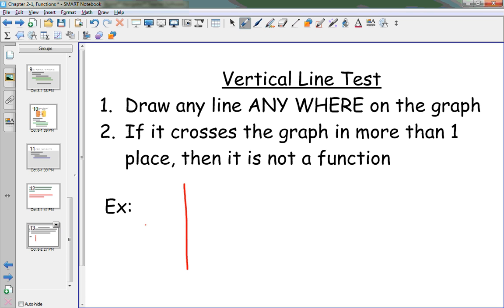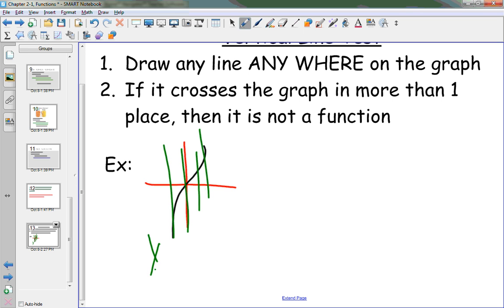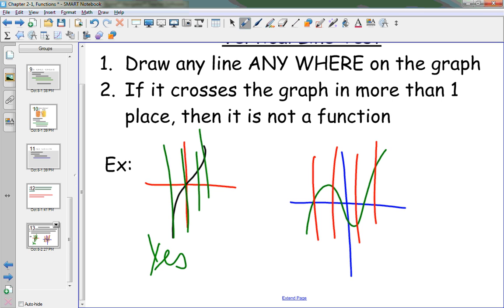So, if I have this graph right here, is this going to be a function or a non-function? So let's go ahead and start drawing a line. How many times is it crossing? Crossing 1 time. Do we see that? So is this a function, yes or no? Yes, this is a function. Well, how about this one? Is that going to be a function? Yes. Look how many times I can draw a vertical line and it still only crosses it once.